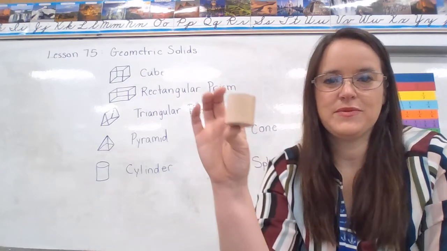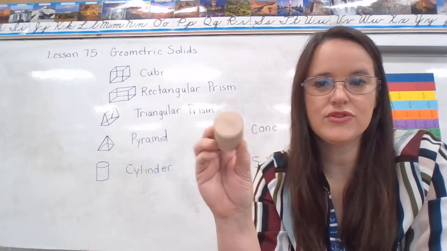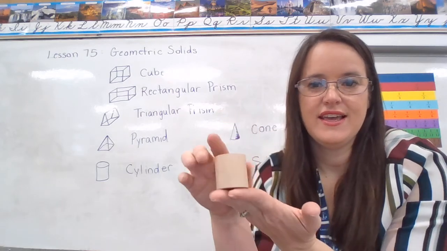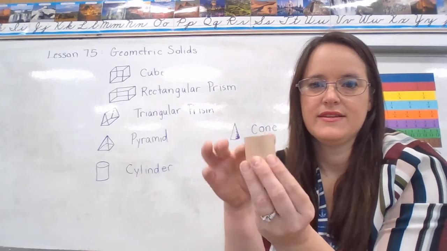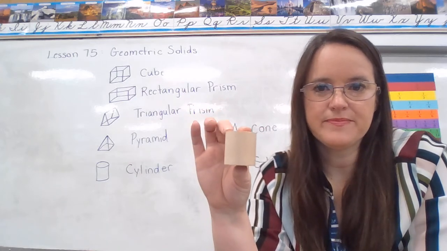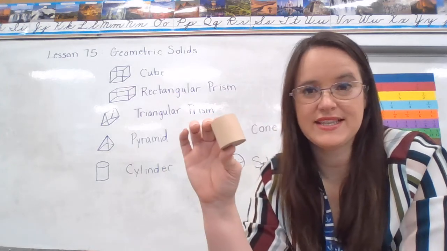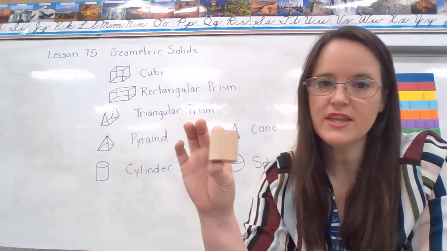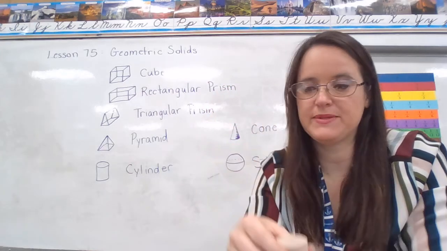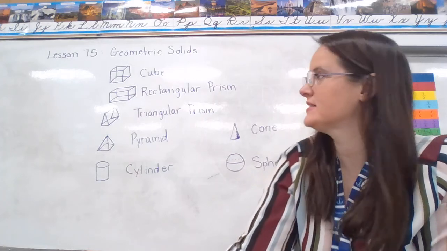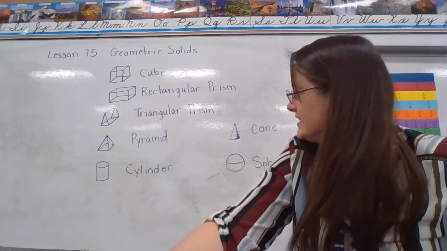All right, the next one we have is called a cylinder, and a cylinder has circular bases, and then those 2 circles are connected top to bottom. So a cylinder is similar to a can of soup or a can of green beans that you might have in your pantry at home. This is probably one of the more common geometric shapes that you can find just laying around your house, aside from the rectangular prism. All right, so we've got our cylinder.